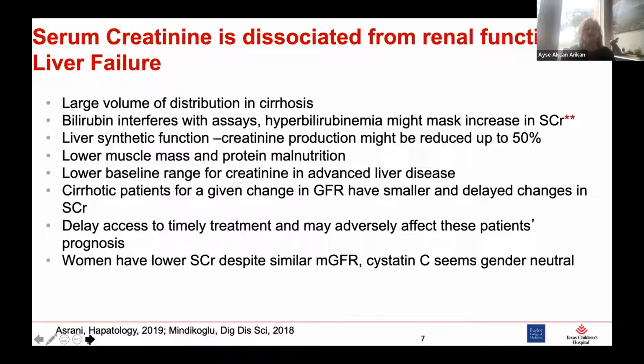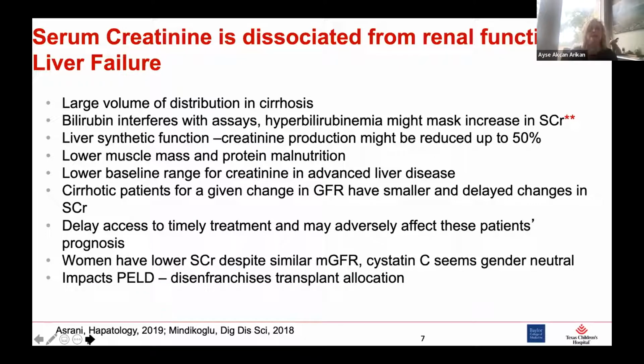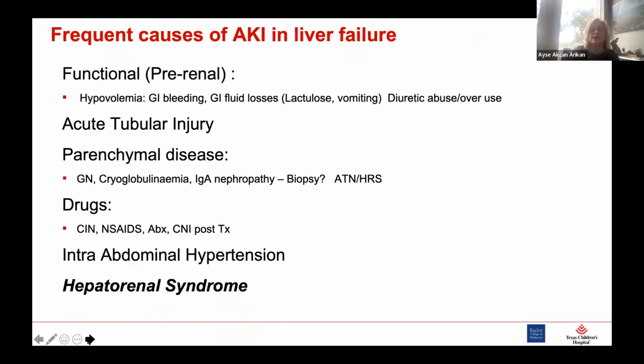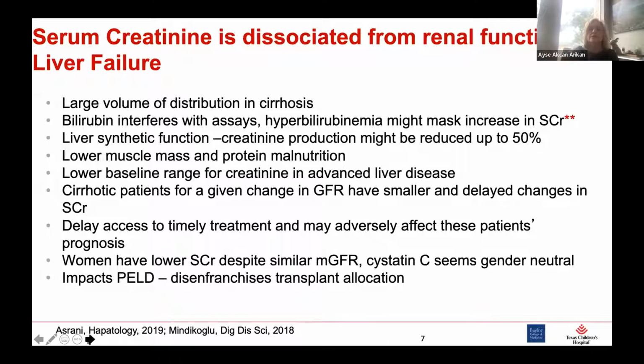There are different filtration markers, such as cystatin C, that we have started to use increasingly more in clinical practice recently. So that might be a better gender neutral filtration marker, but it's not widely available and it's very expensive compared to serum creatinine. In our patient population, where we use the PELD score for transplant prioritization, because serum creatinine is included in PELD and also MELD for anybody who is 12 years and older, it disenfranchises them for transplant allocation, especially women. But the pediatric definitions for it are largely driven from adults, and we don't really have specific pediatric concentrations built into acute kidney injury or kidney disease and liver failure.